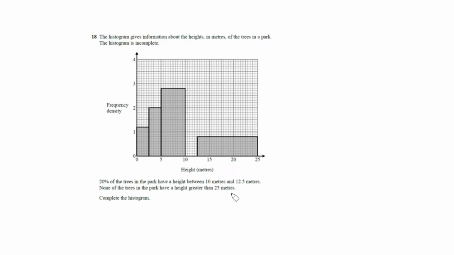None of the trees in the park have a height over 25 meters. That's just saying that there are no other bars. We've got all of them. So here is basically 80% of the histogram drawn, isn't it? So to complete the histogram, what I would do in this case is, given that they've actually given us the frequency density, sometimes they don't give you that, but they have, I'd probably work out the frequencies of all of these 4 other bars. Obviously add them together, that would equal 80%, wouldn't it? So it's kind of reverse percentages at the same time.